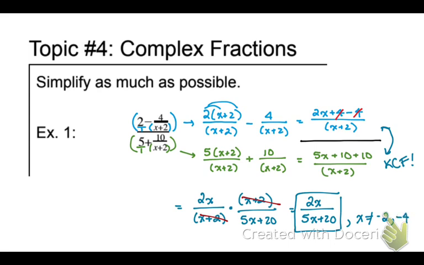So we have 2 excluded values. X cannot be negative 2 and negative 4. And this here is our final answer.